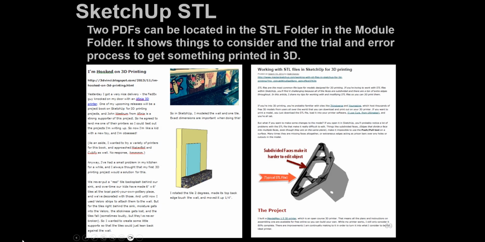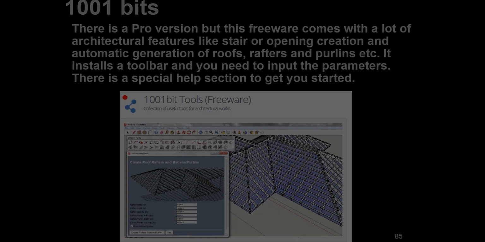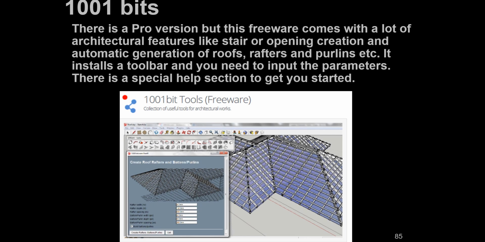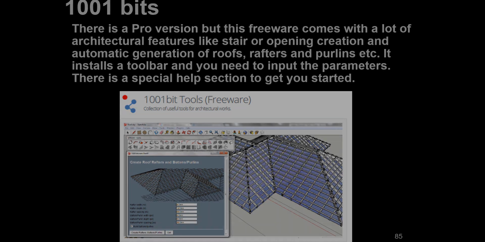In the module folder, there's another folder called SketchUp STL, which contains two PDFs that talk about things to consider in developing SketchUp models to be printed out in the real world. Another good plugin is 1001 Bits. There's a pro version and a freeware version. The freeware version comes with a lot of things, and it automatically generates things like roofs, rafters, and so forth. So something worth looking into.